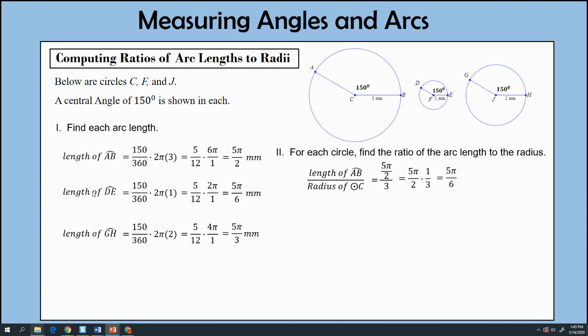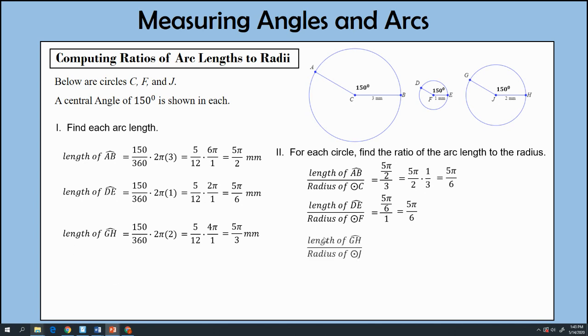Let's do the second one. So the arc length of DE over the radius of circle F. That's right here, right? So the arc length for DE is 5 pi over 6. The radius for circle F is 1. So 5 pi over 6 over 1 is 5 pi over 6. So that one's now simplified. That's the ratio of the arc length to the radius right there.